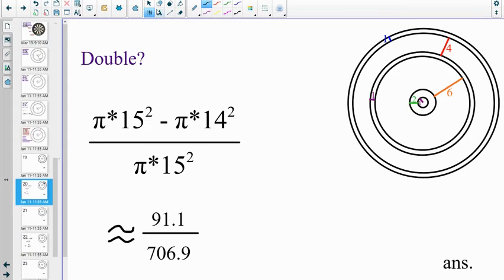I plugged this stuff into my calculator. I got 91.1 square centimeters for just that little thin strip around the outside, divided by 706.9 square centimeters for a probability of 0.129 or 12.9%. So a little bit higher than a 10% chance of hitting somewhere in that double region.